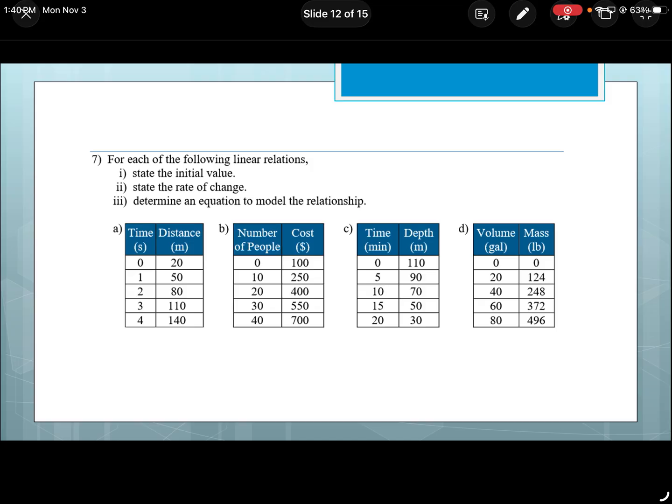Okay, so rate of change for this one. This side's going up in 1s. This side's going up in 30s. So rate of change is 30 over 1. So my equation of my line is y equals 30x plus 20, because that's the initial value. For this one, this side's going up in 10s. This side's going up in 150. So we do 150 divided by 10, which is 15. So equation of my line is y equals 15x plus 100.